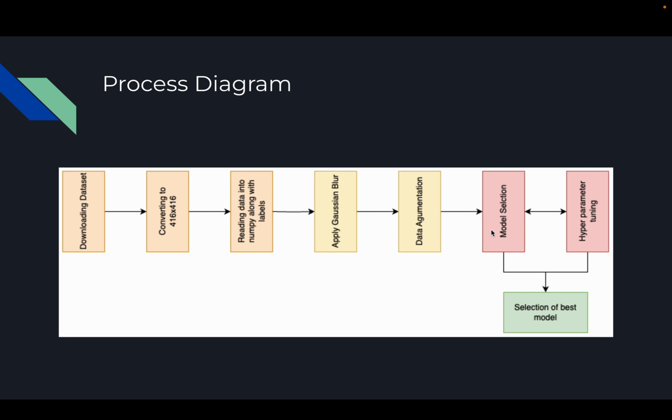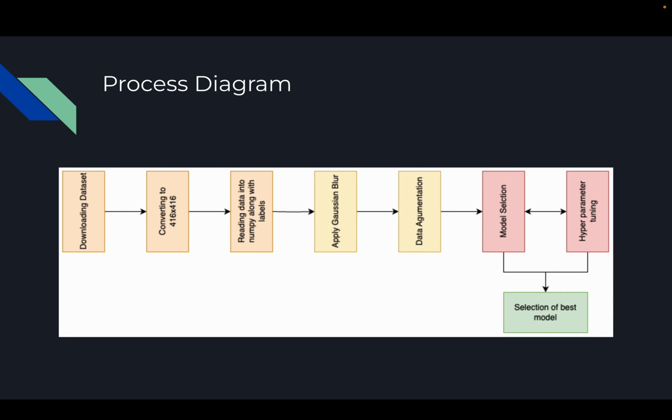Later, we selected three main models for our classification. One is ResNet, then we used Inception V3 and a custom CNN model. We applied hyperparameter tuning for these three models with different parameters like epoch, batch size, learning rate and others. Later, we selected our best model out of these three using accuracy, precision, recall and different evaluation metrics. The best model we found was Inception.